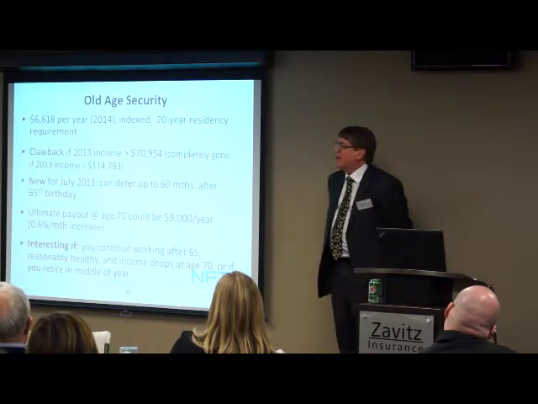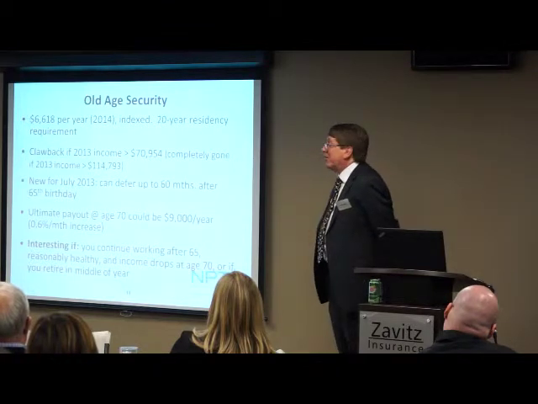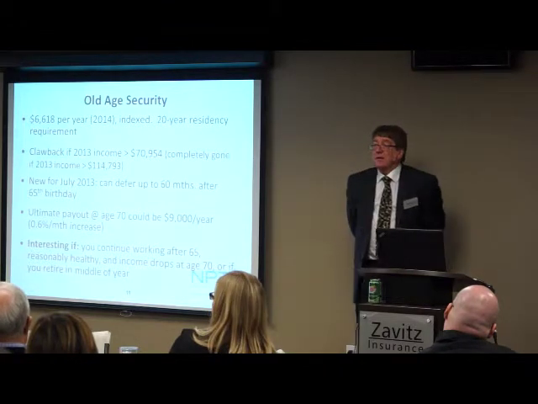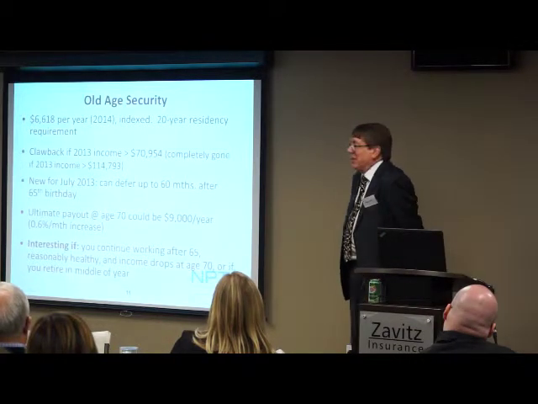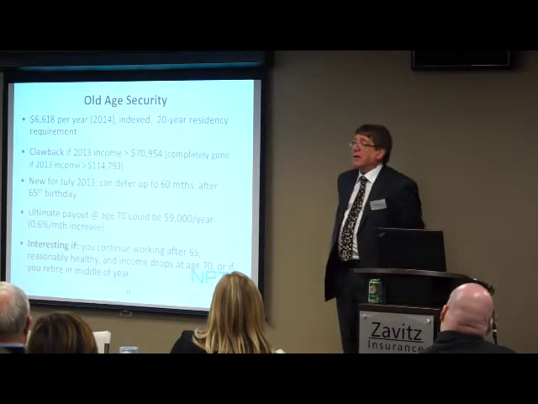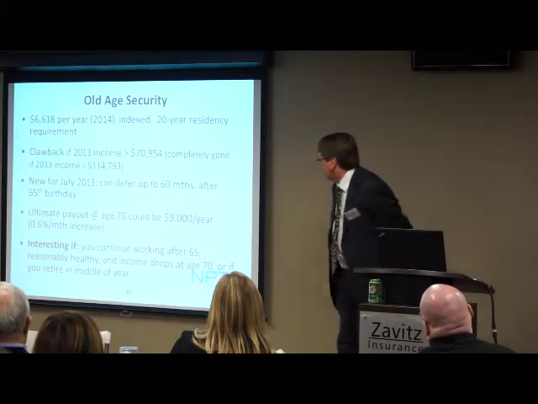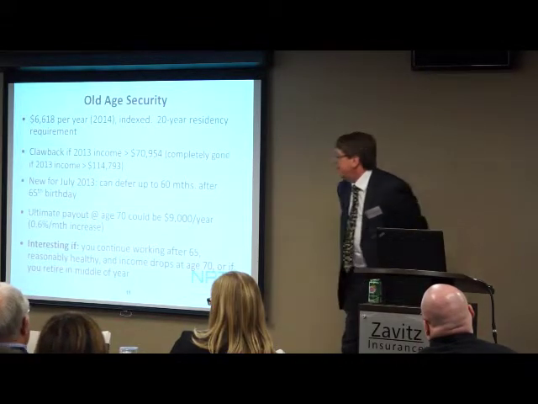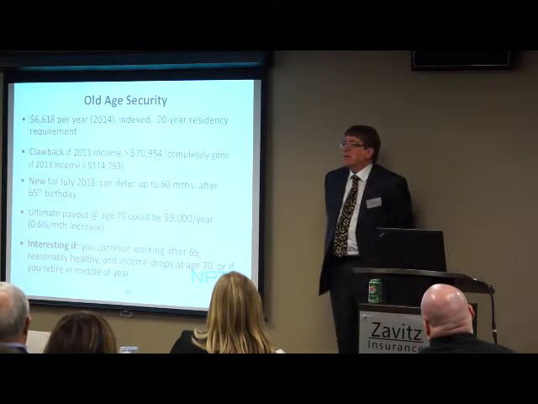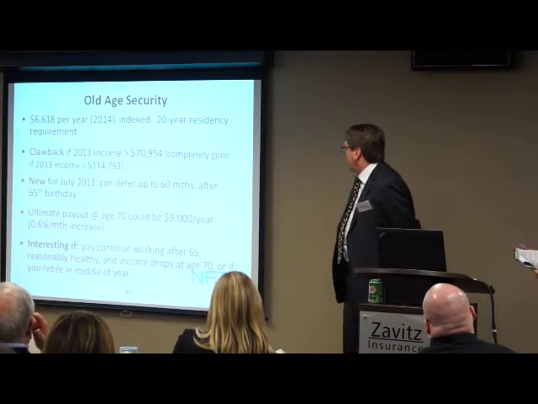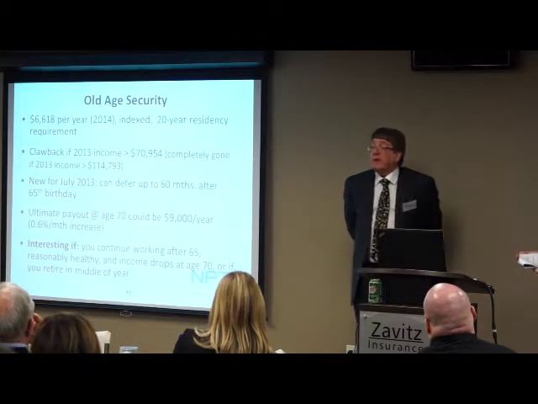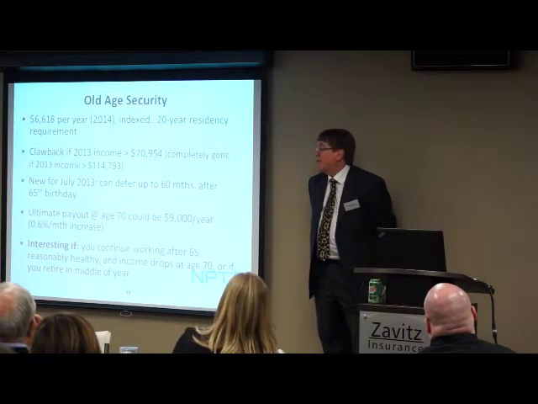So who is this of interest to? You continue working after age 65. Well, gee, I'm going to be making my $120,000 anyway. Why would I want to apply for OAS? I've got to give it back. You have to worry about some health issues. So if you don't make it to age 70, well, you've lost the big gamble. Or perhaps your income drops at age 70. You know it's going to drop at age 70, but not until then.